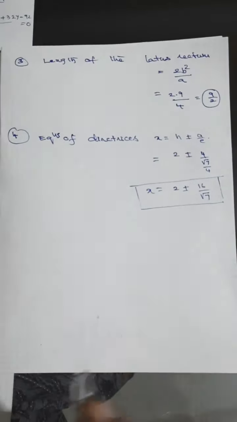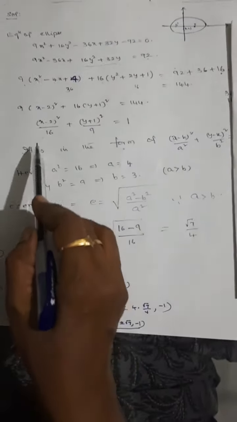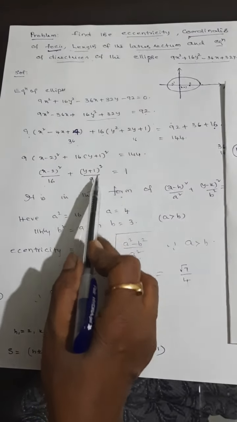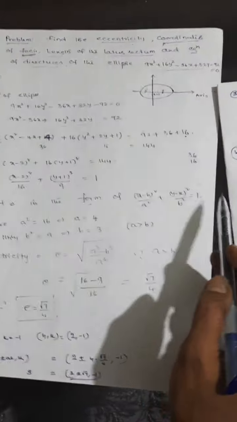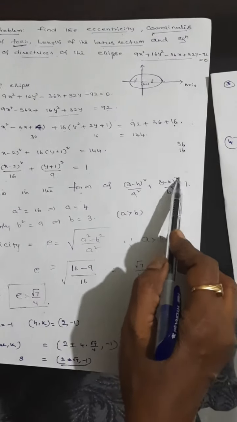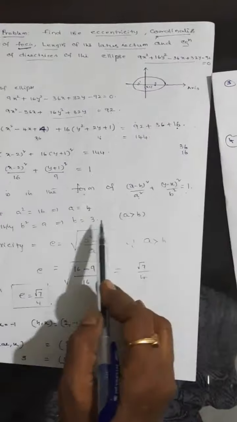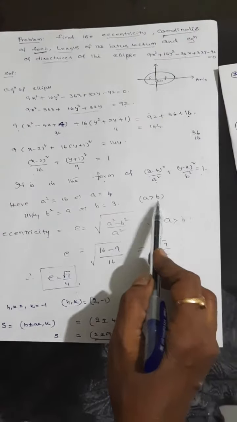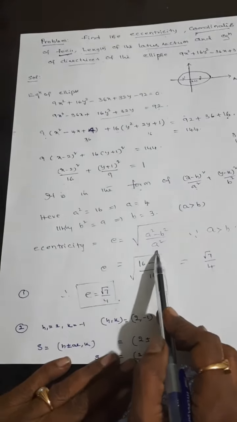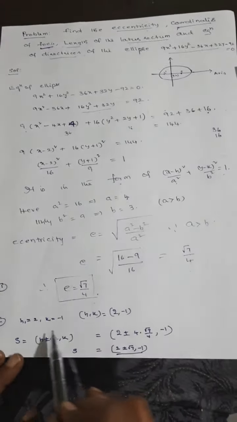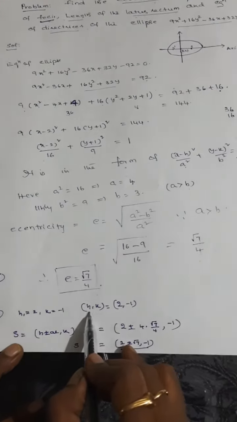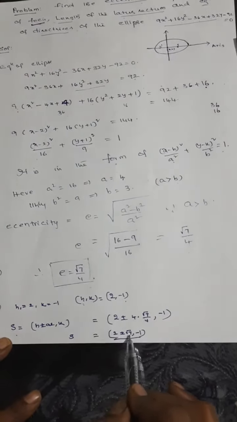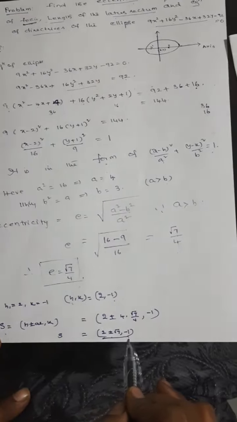Once again I will repeat. The given equation can be written as (x minus 2) whole square by 16 plus (y plus 1) whole square by 9 is equal to 1. It is in the form of (x minus h) whole square by a square plus (y minus k) whole square by b square is equal to 1. In this, a is 4 and b is 3. That is a is greater than b. Eccentricity is square root of (a square minus b square) by a square, that is root 7 by 4. And coordinates of center (h, k) is equal to (2, minus 1) and foci is (2 plus or minus root 7, minus 1). This is x coordinate and this is y coordinate.